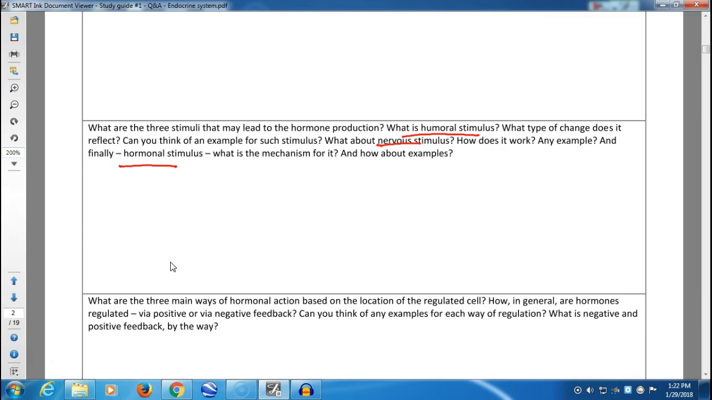So you have a description of the stimulus, and you have to match the type of stimulus. Does that make sense? So for ADH, osmolality changes will be humoral. For growth hormone, stimulation by growth hormone releasing hormone will be hormonal. For corticotropin releasing hormone in the hypothalamus, stimulation will be nervous. I explain what's going on, you match. Any questions on that? Not really? Moving on.